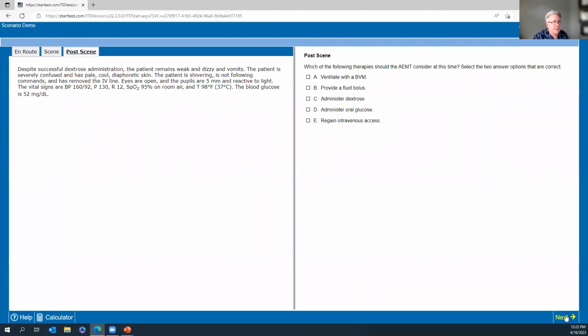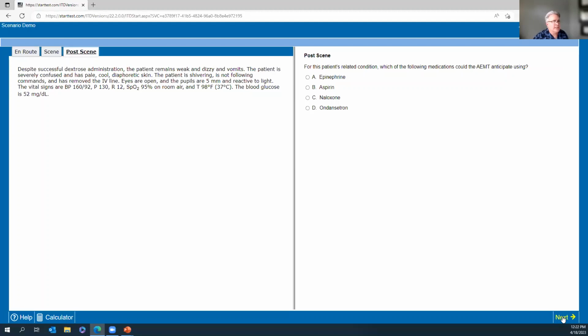Post-scene, which of the following therapies should the AEMT consider at this time? Select two answer options that are correct. So I would regain IV access, and I would continue on with the dextrose administration. Again, there's no reason to ventilate with the BVM. There's no reason for a fluid bolus. And this patient is not able to protect their airway because they're severely confused. And I would not give oral glucose. So I'd answer those items that way.